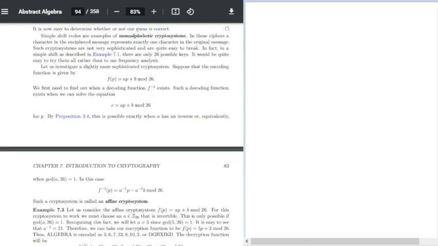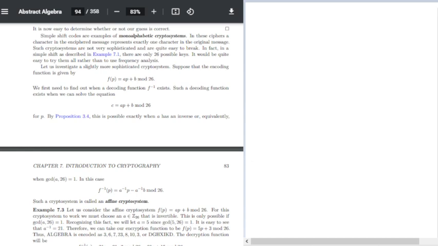This is because if the GCD of a and 26 is equal to 1, then ap will cycle through everything, and then this will just be a permutation on it by adding b to it. So we know that we'll have something that goes through every number uniquely mod 26. In this case, f^-1(p) = a^-1 p - a^-1 b mod 26. Such a cryptosystem is called an affine cryptosystem.